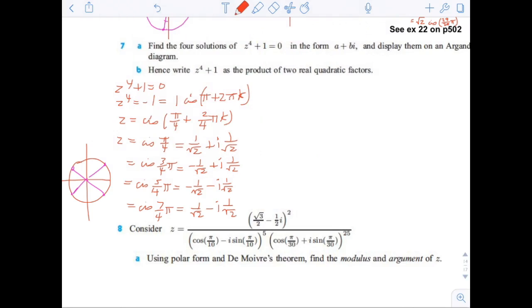Now, let's figure out what the two real quadratics are going to be. The way we can do that is we can pair our complex roots up in conjugate pairs. If we do, then they will make quadratics with real coefficients. Like this root and this root would be a conjugate pair, right? Because they reflect about the x-axis. So that would be pi over 4 and 7/4 pi. And then 3/4 pi and 5/4 pi would also be conjugate pairs.